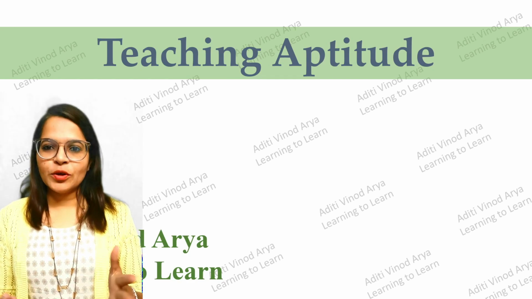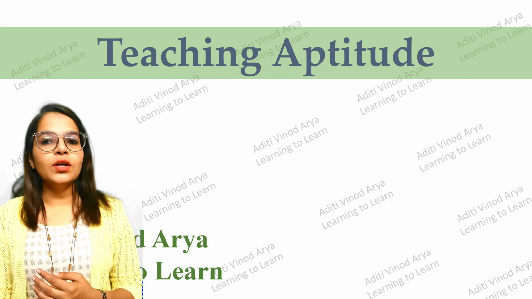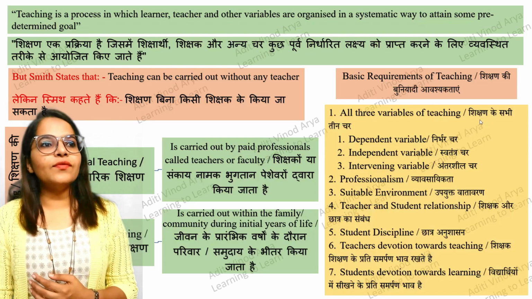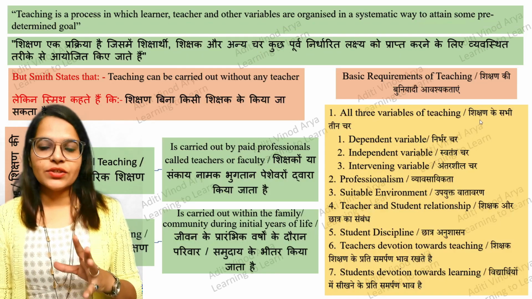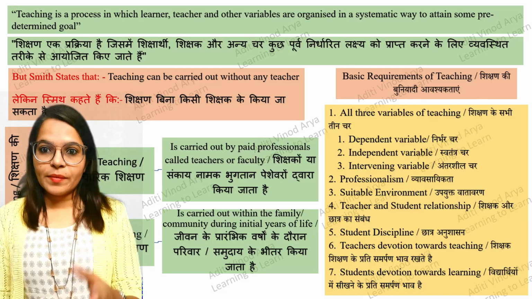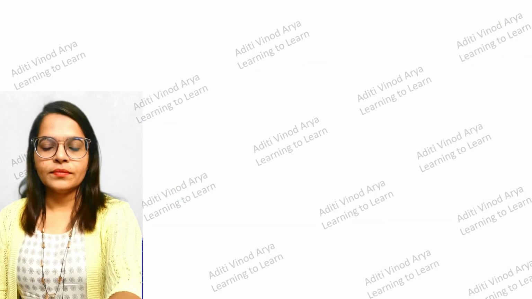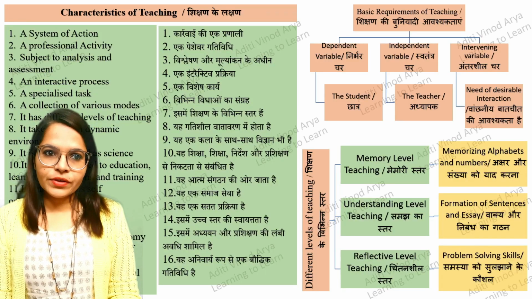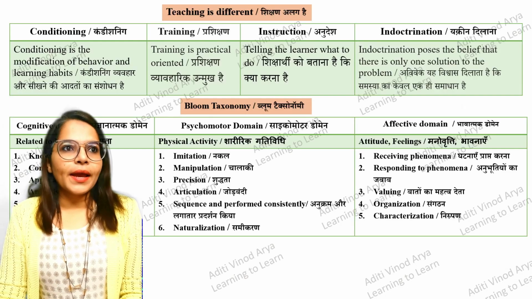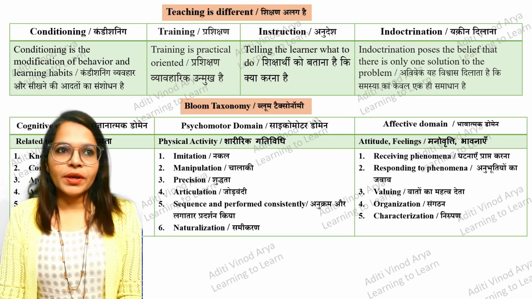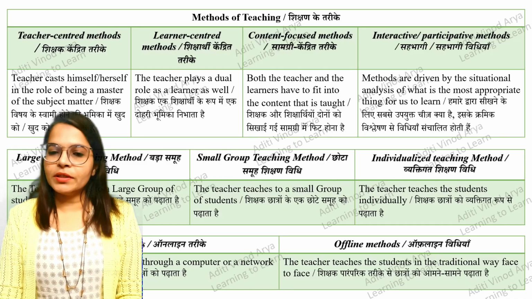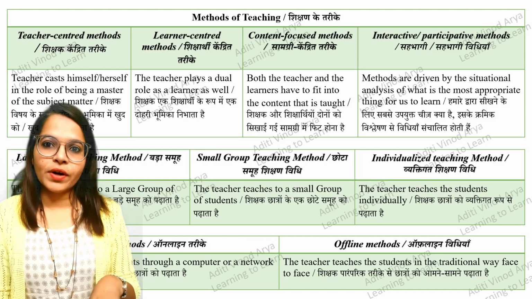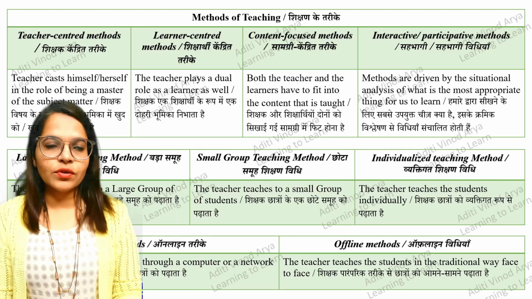So, yes, teaching aptitude we were doing, and we are going to continue those topics that were left behind in the last session. So, we have completed the basics of teaching, like what is teaching aptitude and what are the basic requirements of teaching. We have also completed characteristics of teaching, levels of teaching. I have also taught you what is Bloom taxonomy. This is also we have done methods of teaching. I told you to watch the detailed video because there is a lot of content inside methods of teaching, so you have to complete that.